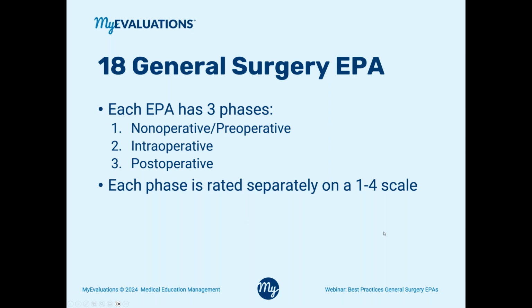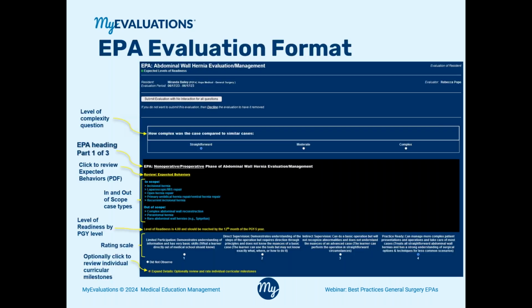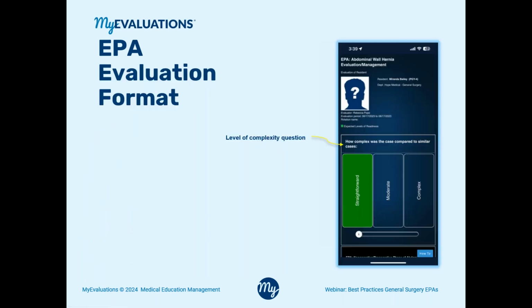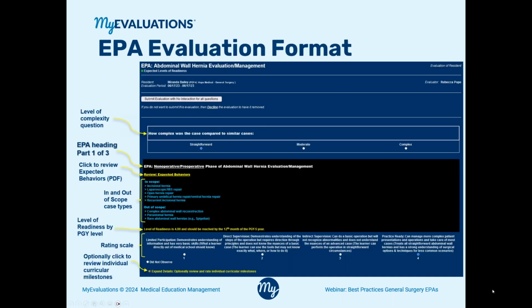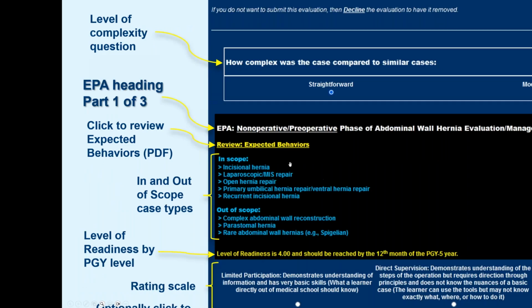Now, how have we gone through to implement these general surgery EPAs into assessments? Well, we've created these specific evaluations that have the component about level of complexity. There is the EPA heading itself, such as EPA non-operative, preoperative phase of abdominal hernia wall evaluation. Excuse me. Just wanted to zoom in on that so that you could see this section.